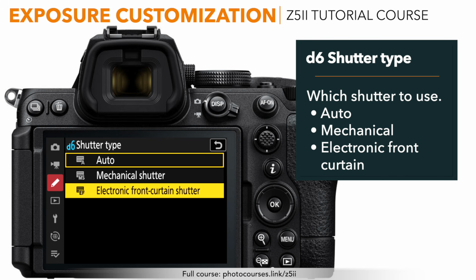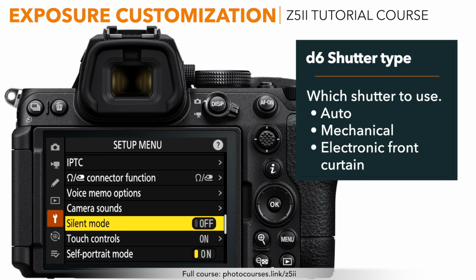And if you want to learn more about how the electronic shutter works and when you might want to use it, I've linked to an article in the notes for this lesson that explains that. The only way to select the electronic only shutter is to go into silent mode in your setup menu.